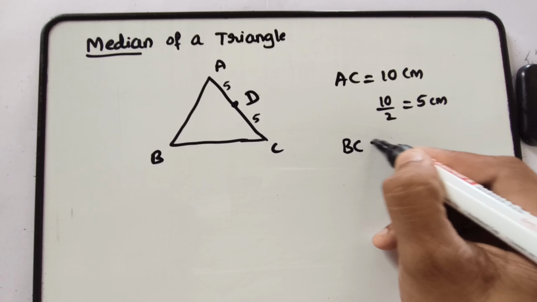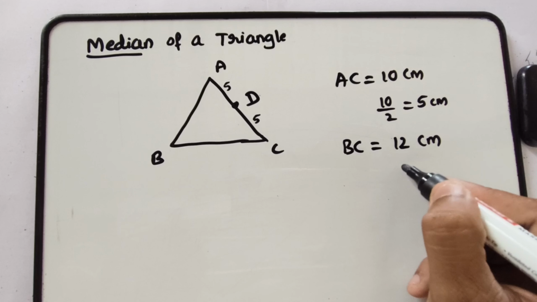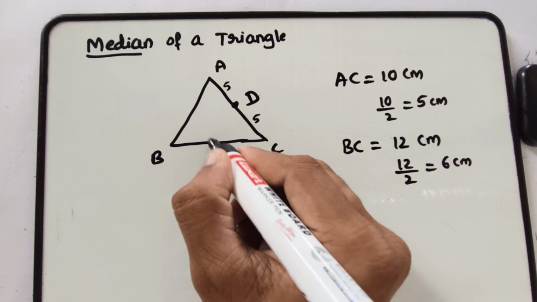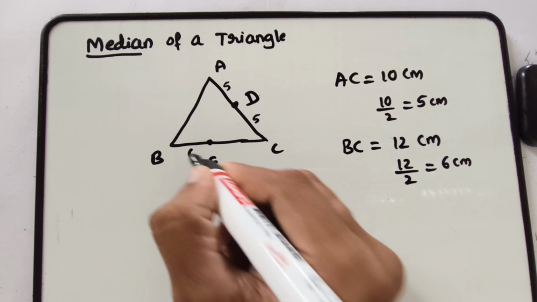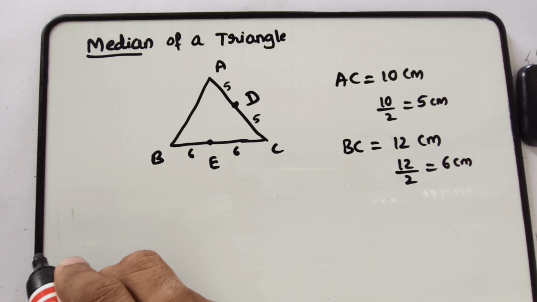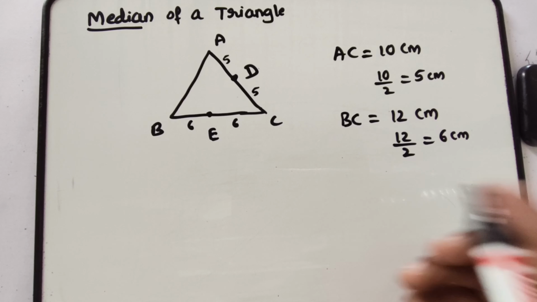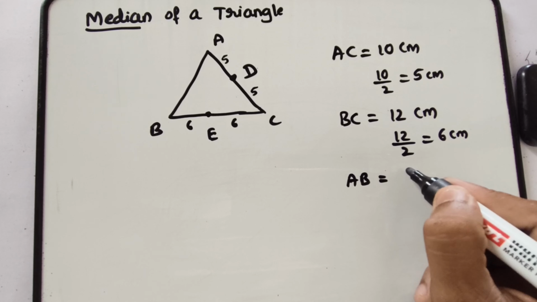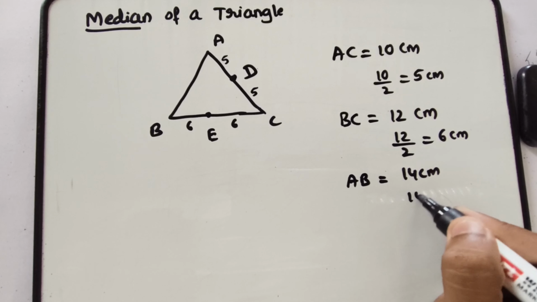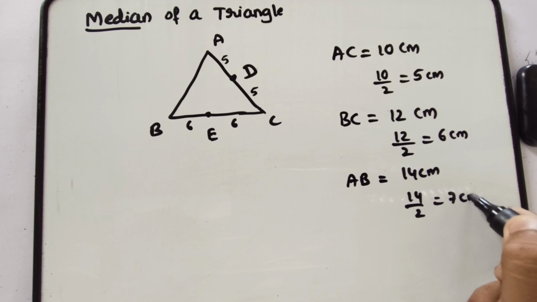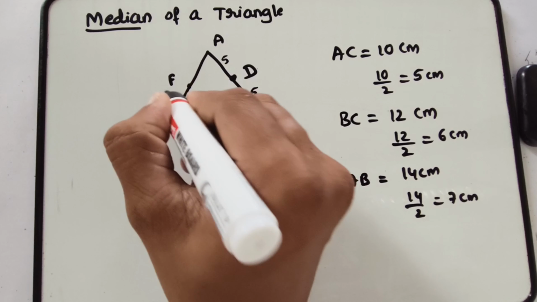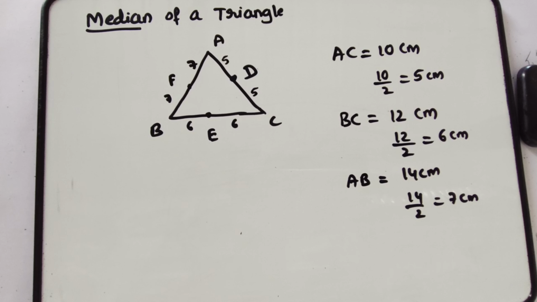Now I'll check the midpoint of BC. Suppose BC is equal to 12 centimeter, 12 by 2 is equal to 6 centimeter. Here I'll mark a point, that is E, where BE and EC are 6 centimeter, 6 centimeter. Similarly, on the side AB I'll take a midpoint. Suppose AB is 14 centimeter, 14 by 2 is 7 centimeter. The midpoint of AB is F, here 7 centimeter, here 7 centimeter. See, these are the midpoints.